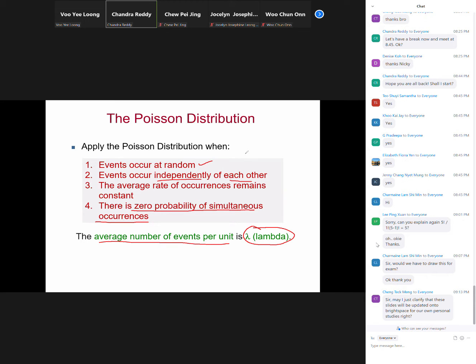We are not discussing pi, and we are not discussing the sample size like in the binomial distribution. So let us look into the formula related to the Poisson distribution.